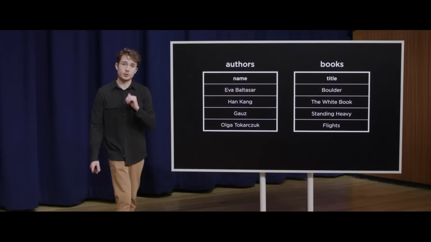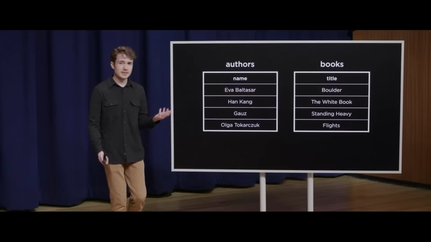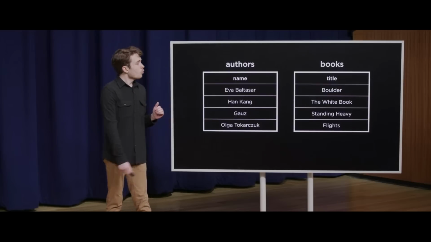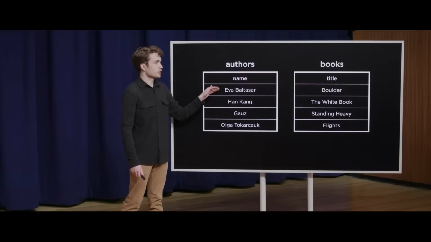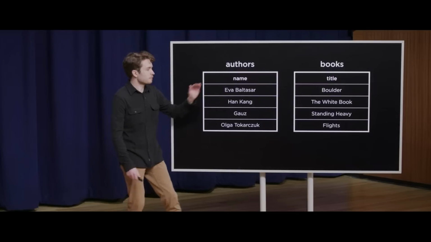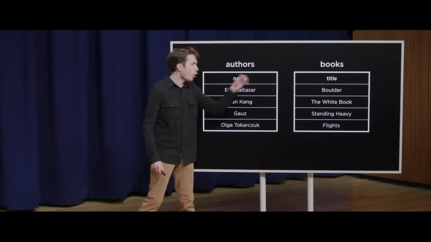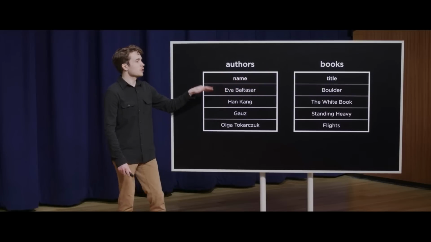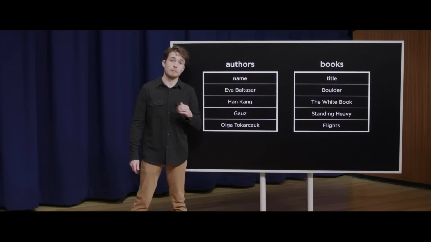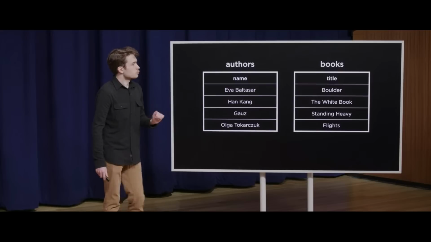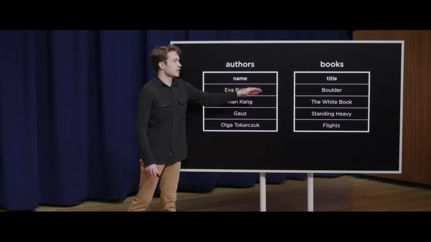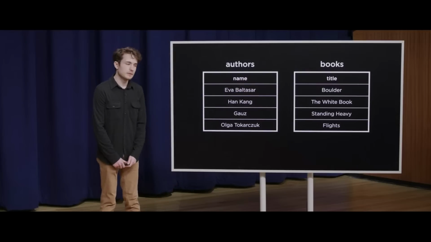Well, one solution might be something like the honor system. I mean, I'm honest, and so are you. We could say that, well, maybe the first row in authors will always correspond to the first row in books. So we always know Eva wrote Boulder because Eva's first in the authors table and Boulder is first in the books table. Similarly, let's say Han wrote the white book because Han is in the second row and the white book is in the second row in books.